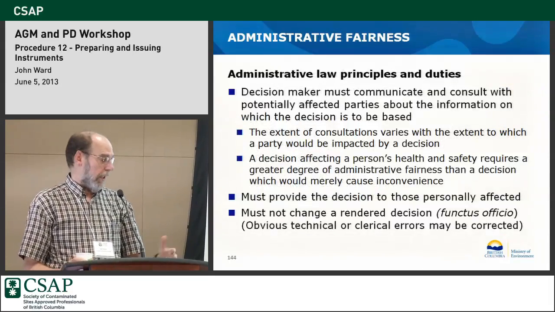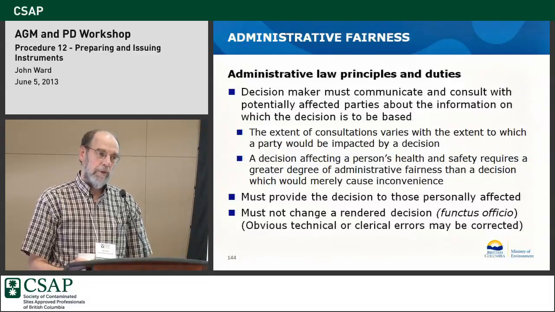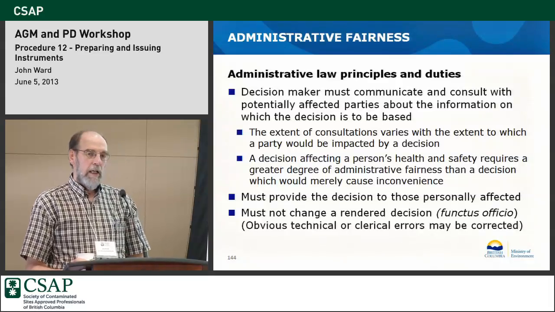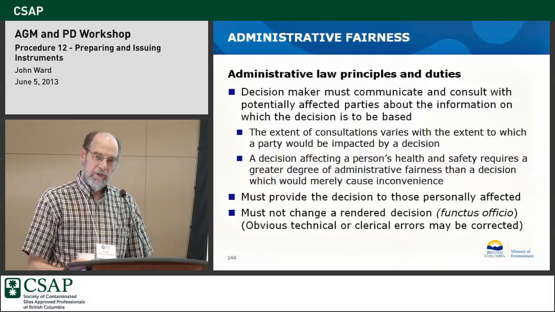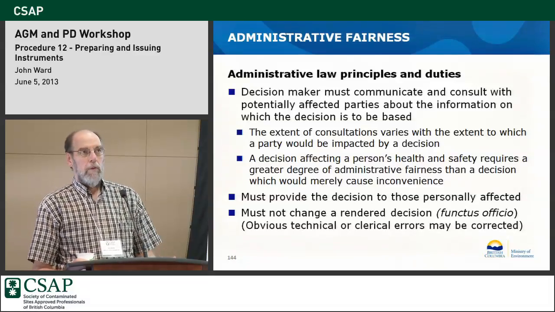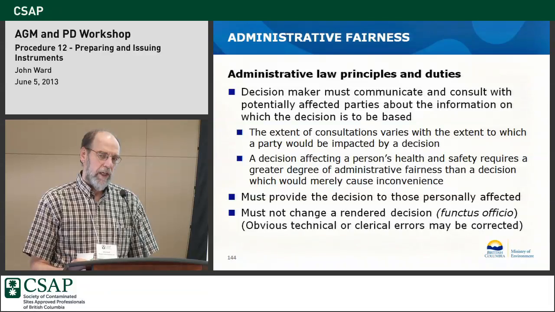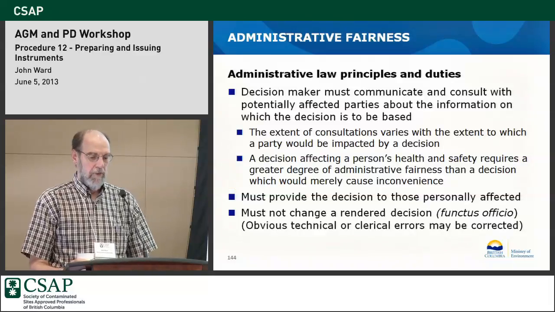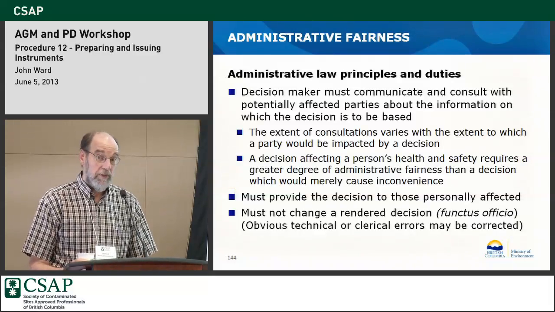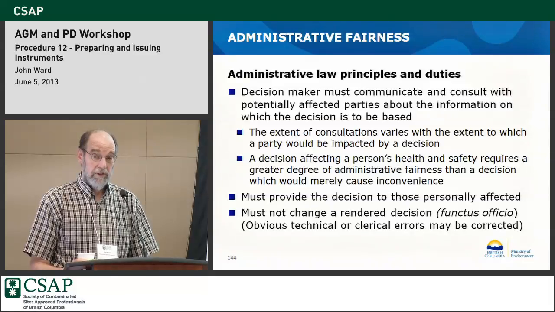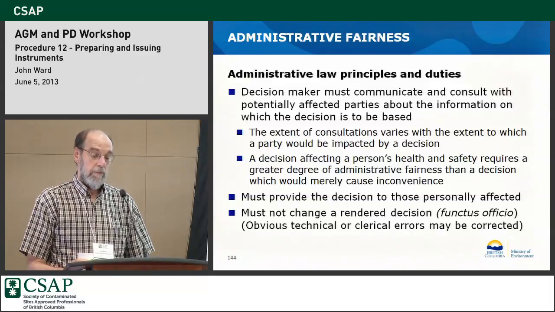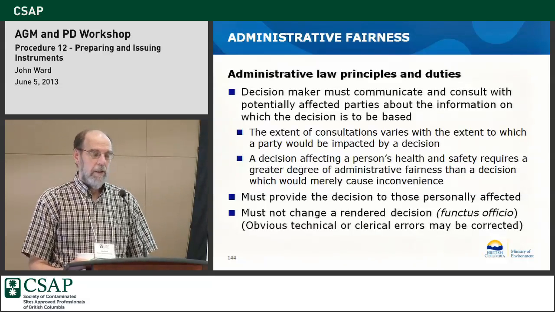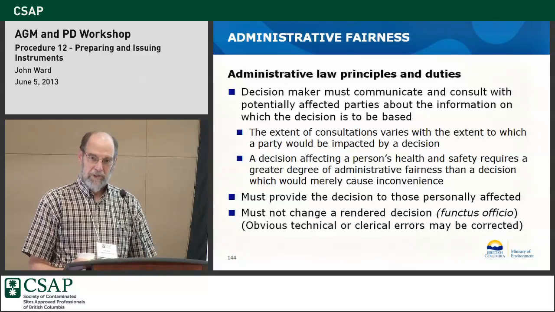So principles and duties. We have a duty to communicate what we're planning on deciding and consult with the potentially affected parties. And we have to give them information that will help them assess the situation. And then the question is, to what extent do you have to do that? And it depends on the potential impact on the potentially affected parties. If the potential effects are significant, then you've got to do the consultation. But if they might be trivial or inconsequential or merely an inconvenience, then you might not have to consult.